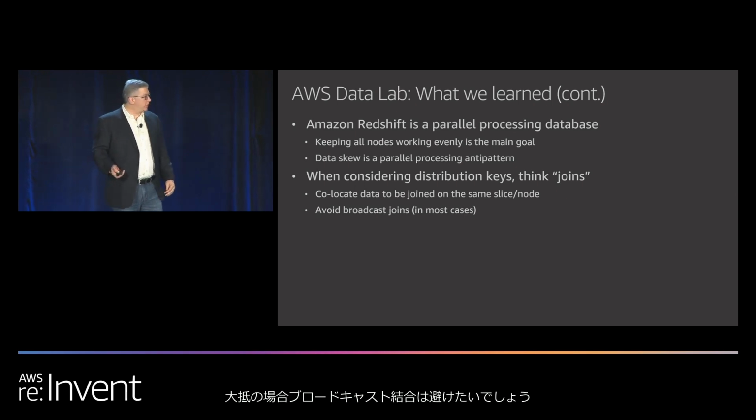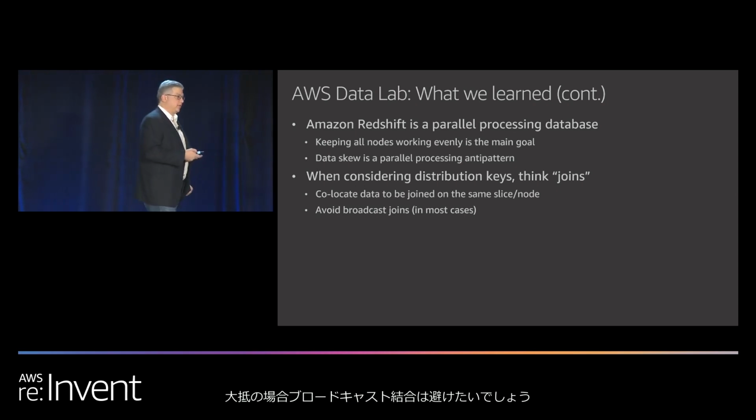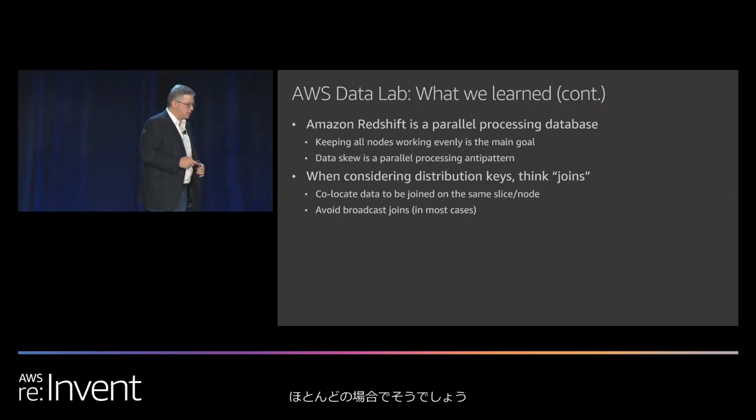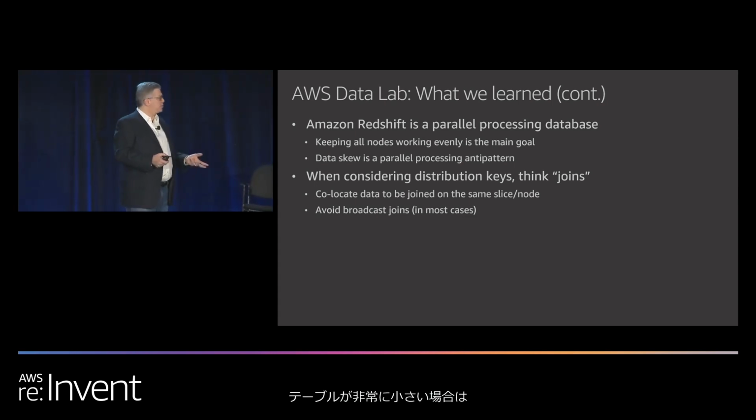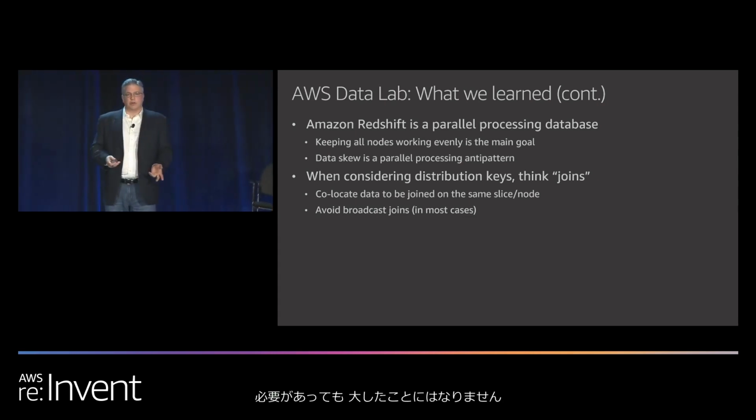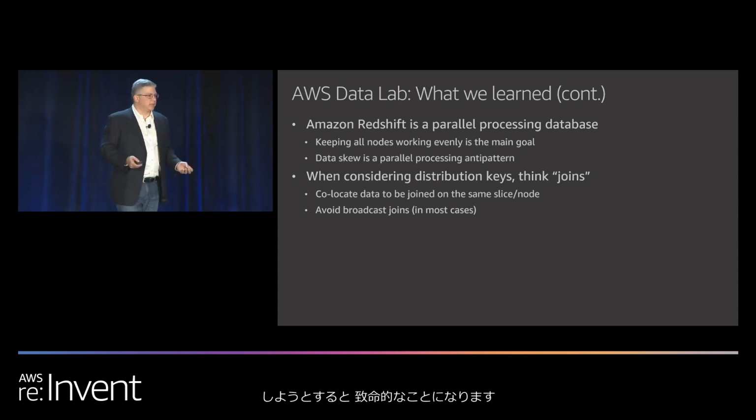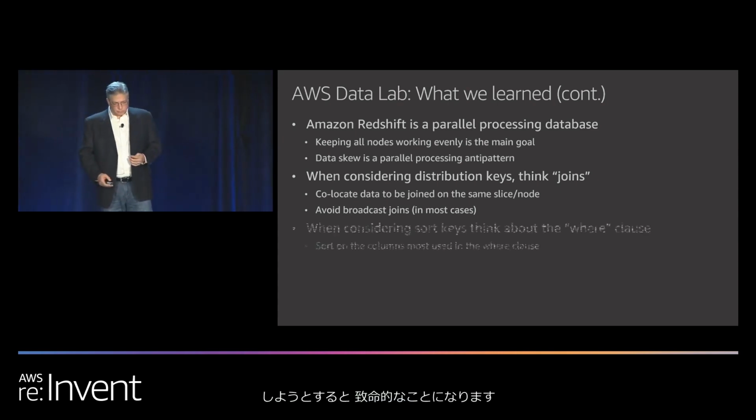And you want to avoid broadcast joins in most cases. Everything in this is going to be in most cases. Because if you have very small tables, it's not the end of the world if you have to broadcast join to a very small table. When you have the really big tables that you're broadcasting, that's when it really starts to hurt.